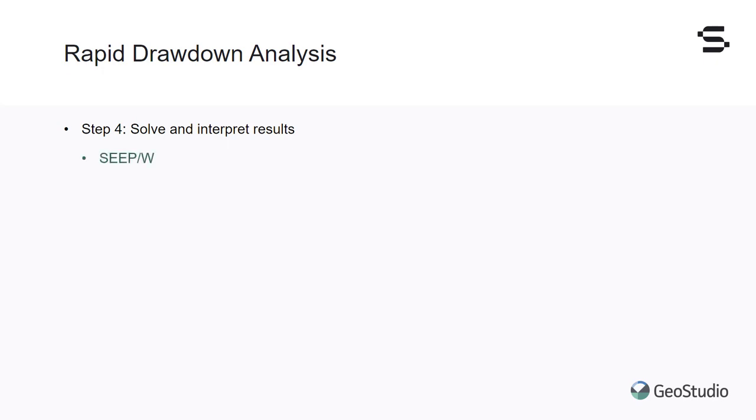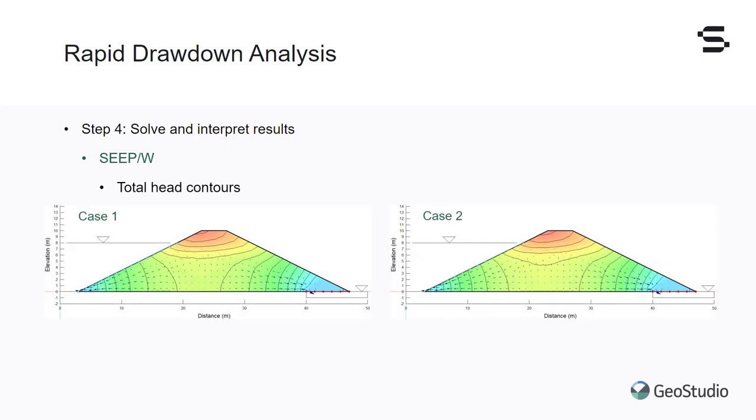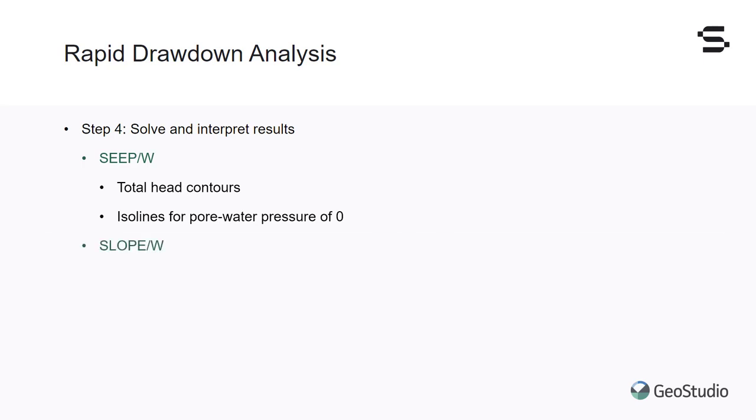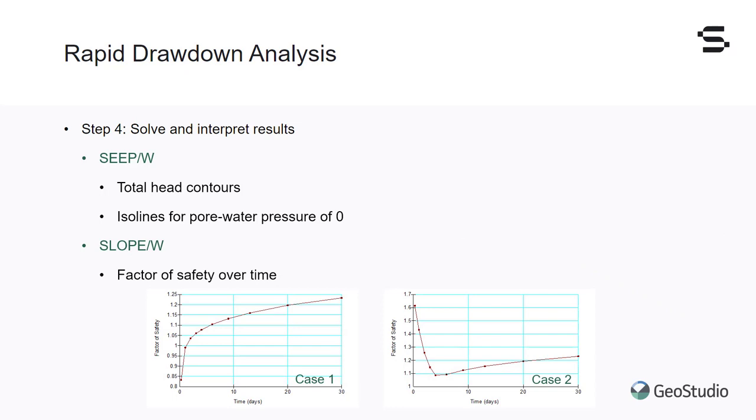In SeepW, we can visualize the results by adding contours to the domain, like the total head contours shown here. We can also add isolines to represent the phreatic surface at one or all time steps. The draw graph dialog offers many options for plotting and interrogating the simulated results. For example, the SlopeW results for factor of safety over time are illustrated here.